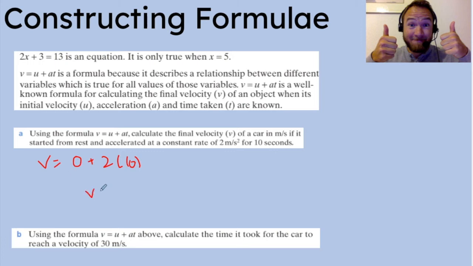We can solve it from here. So v equals 0 plus 2 times 10 is 20, so 0 plus 20. So v equals 20. And what is 20? Well, 20 is our final velocity. And velocity is just speed, so just 20 meters per second.